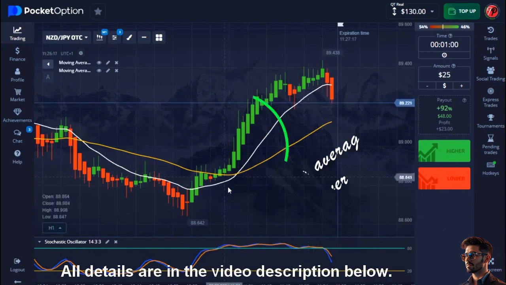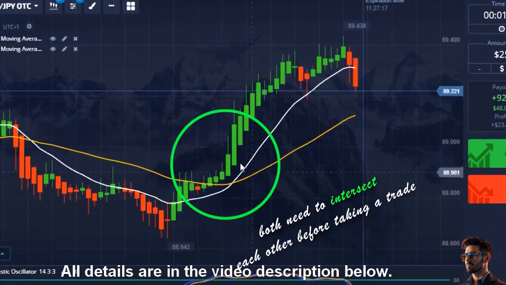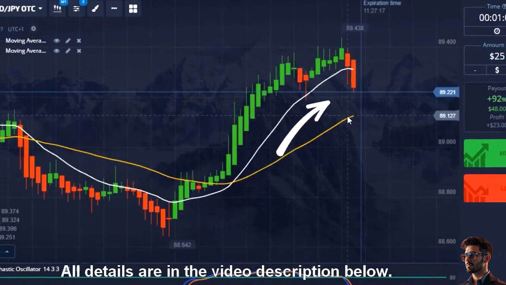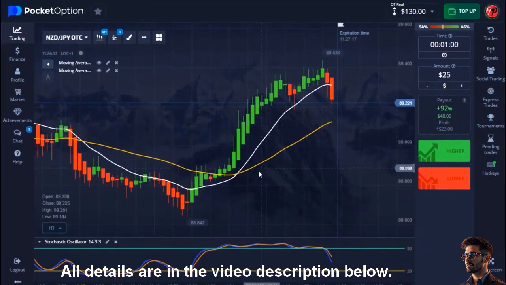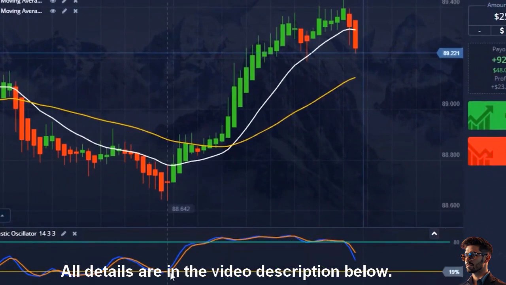It's actually with your 2 moving averages here. So before you enter a trade, make sure that you have a very strong trend with your moving average. Then both need to intersect each other, and the both lines give you a very powerful confirmation of an uptrend before you enter a trade. The same thing is applicable with your stochastic. Your stochastic oscillator needs to have both lines intersect in a very strong oversold position, and make sure you're seeing a very strong indication of an uptrend before you go for an up trade.